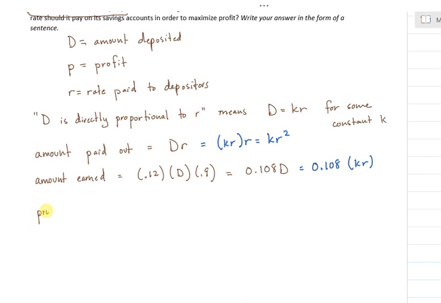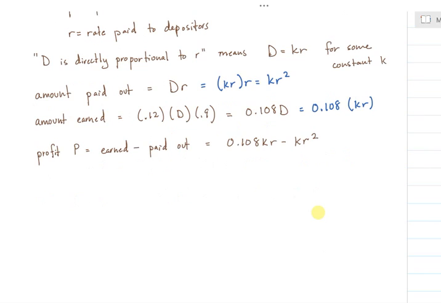Okay, so now my profit, P, is the amount I earned minus the amount I paid out. So that is 0.108 KR minus KR squared. Remember, K is that thing we don't know, that constant. All right, so I want to maximize this, so I'm going to take a derivative. P prime of R is 0.108K minus 2KR.